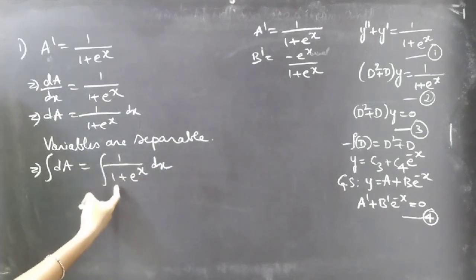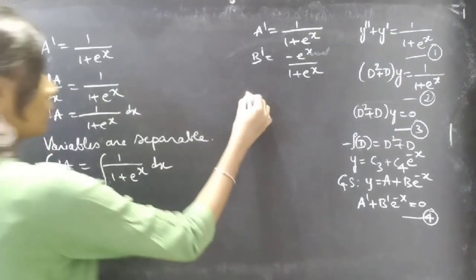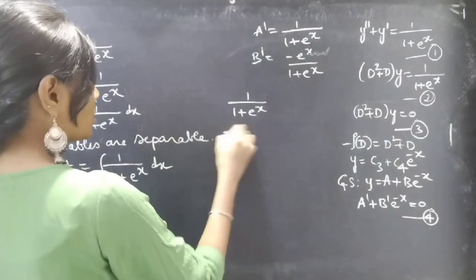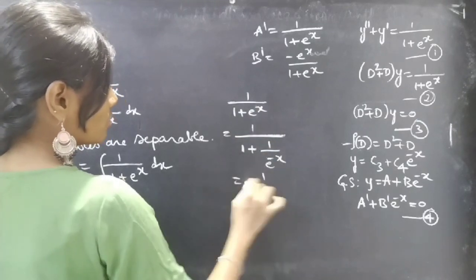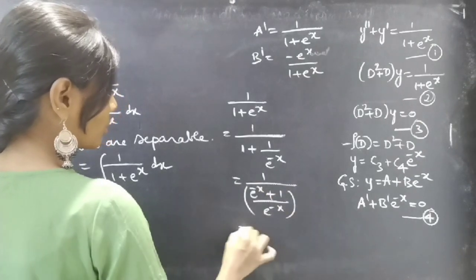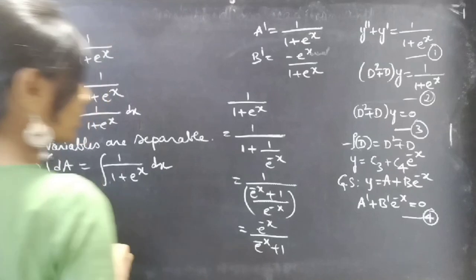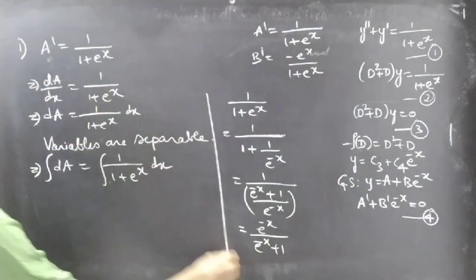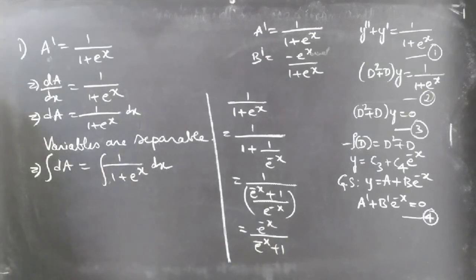So here we have to find the integral of 1 by 1 plus e power x, so we'll just write e power x as the reciprocal of e power minus x. Just consider the integrand 1 by 1 plus e power x. I'll write e power x as 1 by e power minus x, which gives us e power minus x by e power minus x plus 1, right? Now we can replace the integrand 1 by 1 plus e power x with e power minus x by e power minus x plus 1.